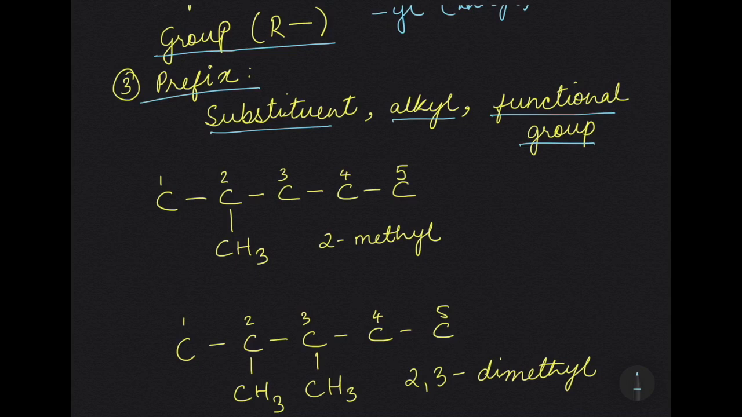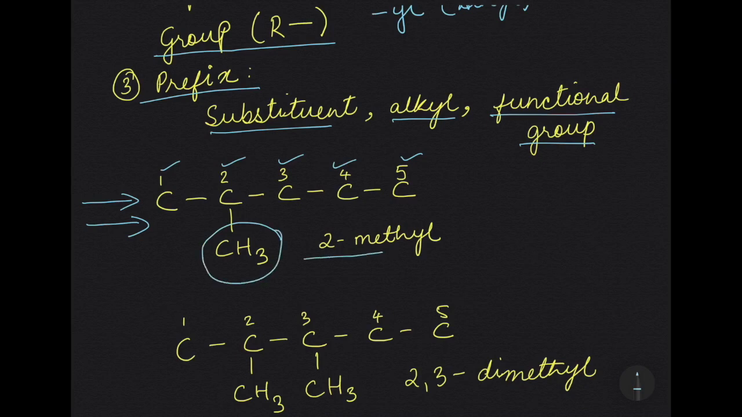Now you can see in this example, how many carbons have I marked? 1, 2, 3, 4, 5, and this is a methyl group. So I have given it the name 2-methyl. Why? Because this methyl group is attached to the second carbon atom.